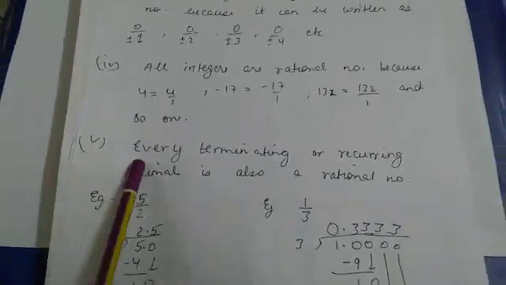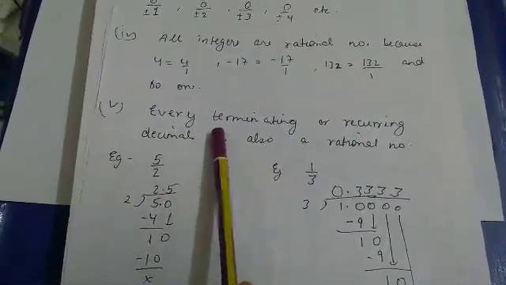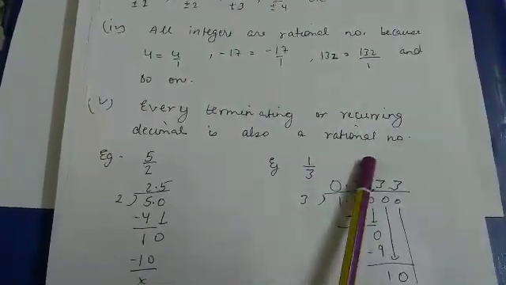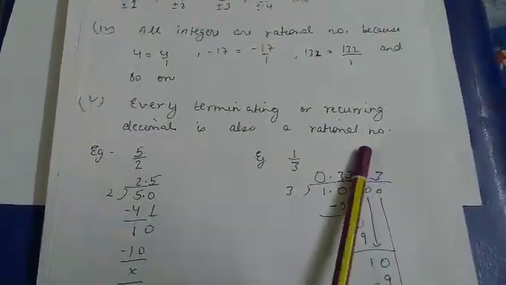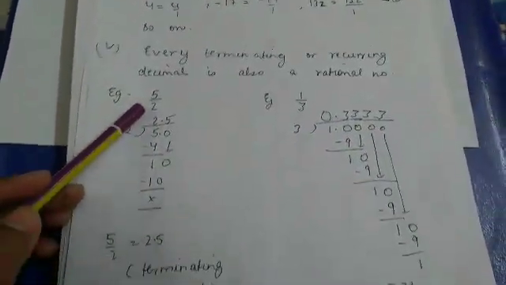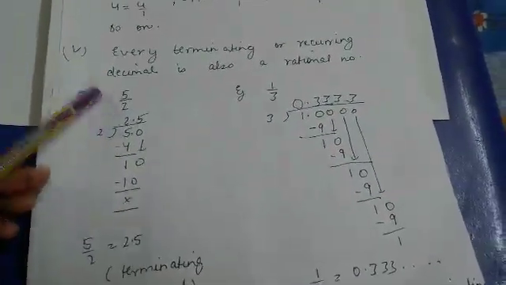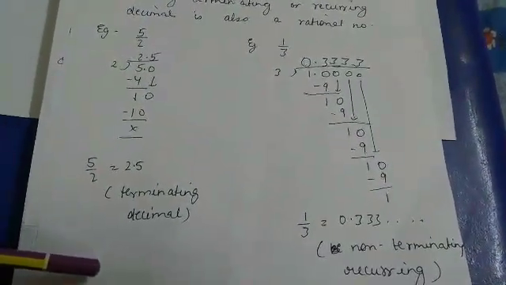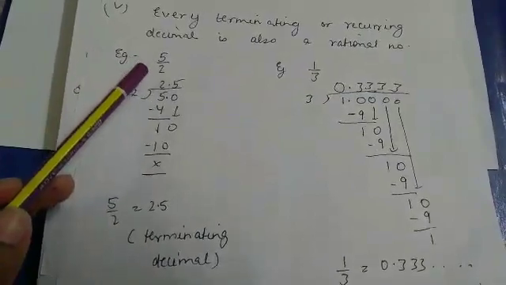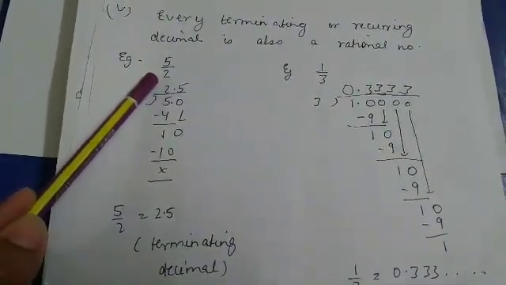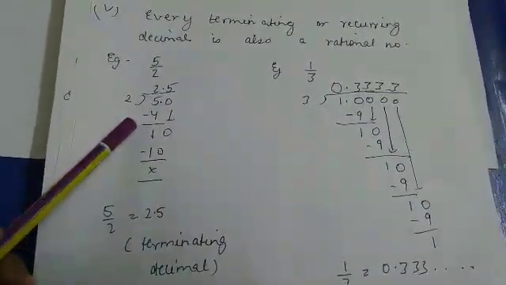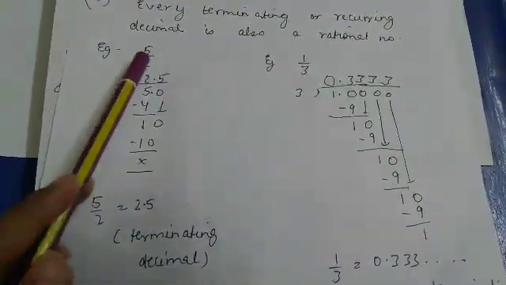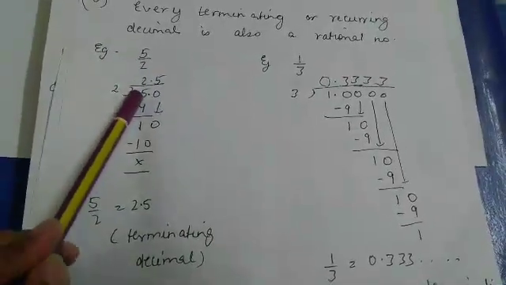Now next, the fifth point: every terminating or recurring decimal is also a rational number. This is a very important point. First we will discuss what is a terminating decimal, then after that we will discuss what is a non-terminating recurring decimal. We have taken one rational number, that is 5.2, and we will divide it. Here 2 is the denominator, so it will become the divisor, and here 5 is the numerator, so it is the dividend.